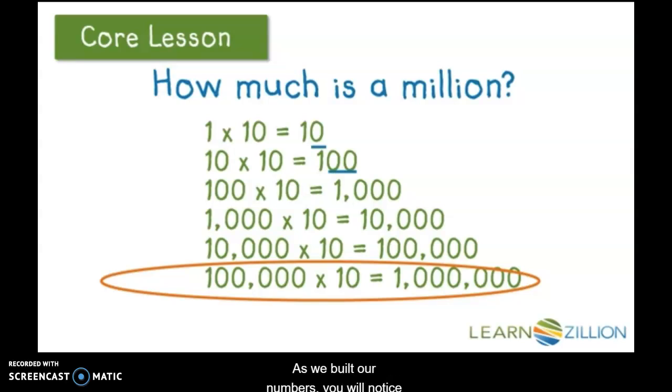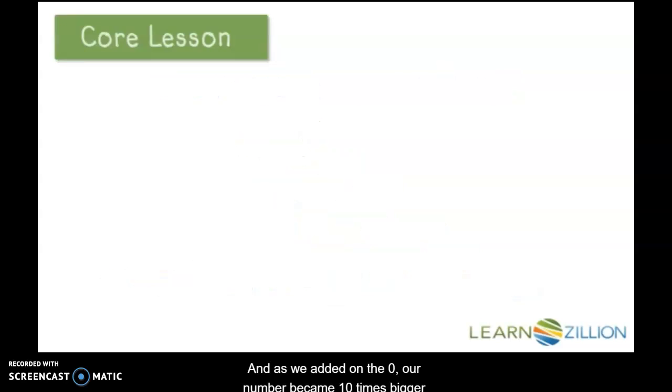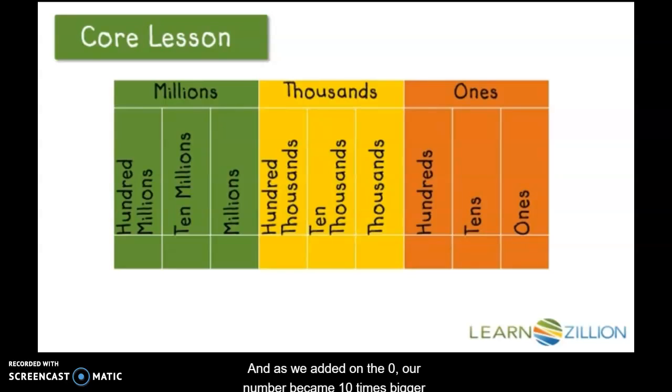As we built our numbers, you will notice that we added on the 0 each time. And as we added on the 0, our number became 10 times bigger. Let's look at another number and look at our place value chart. If we have a 5 in the ones, the 5 is worth 5. If that same digit is moved to the tens, it is now worth 50.